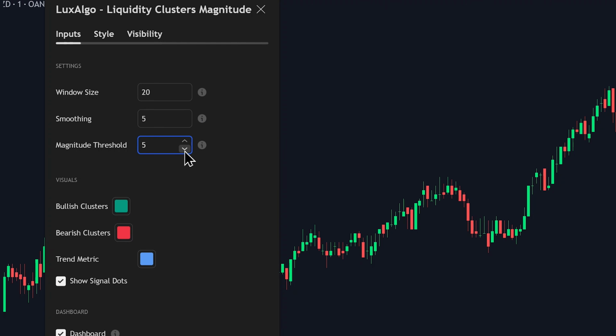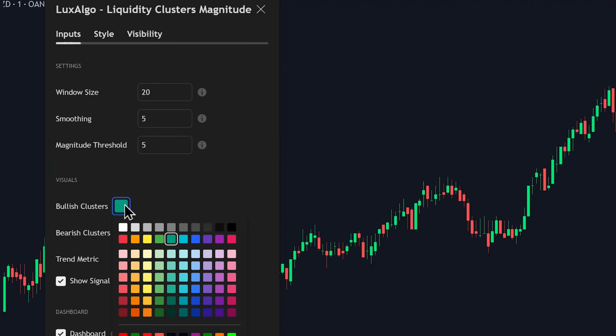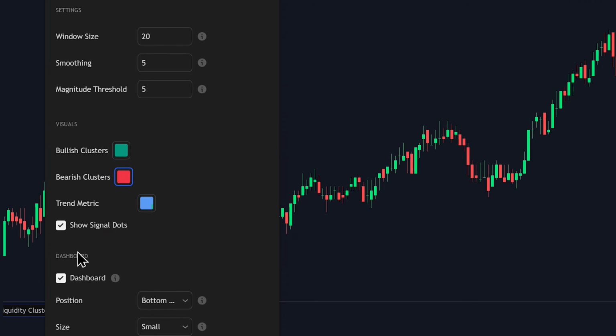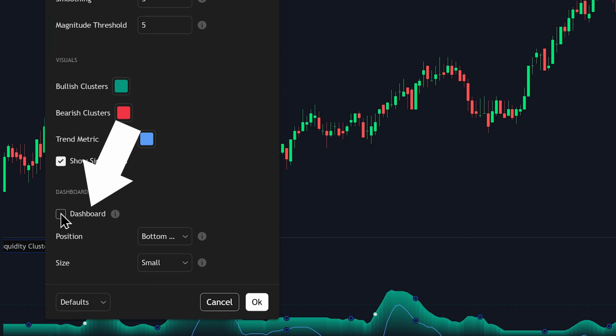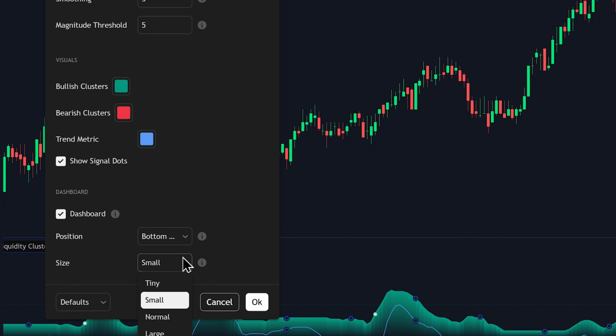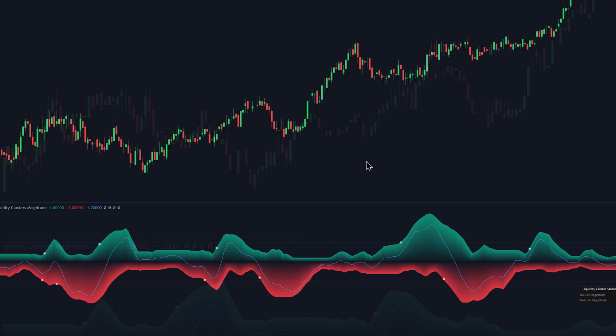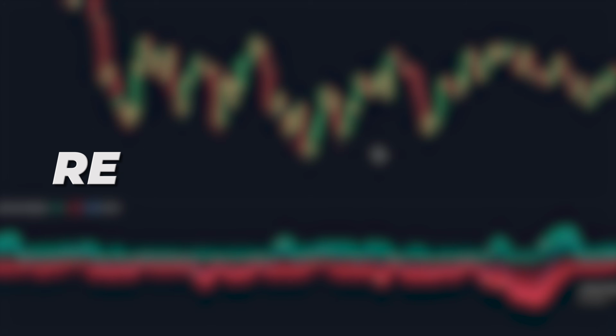You also have visual settings for colors, gradient intensity, and signal dot visibility, plus dashboard controls to show or hide the dashboard and adjust its size and position. Now, let's talk about how you can use this indicator to trade. The most direct use is reversal trading.